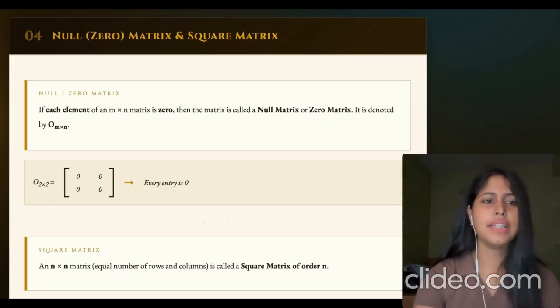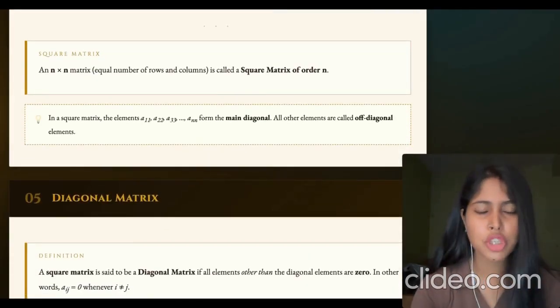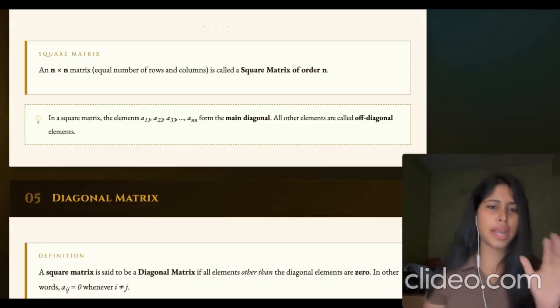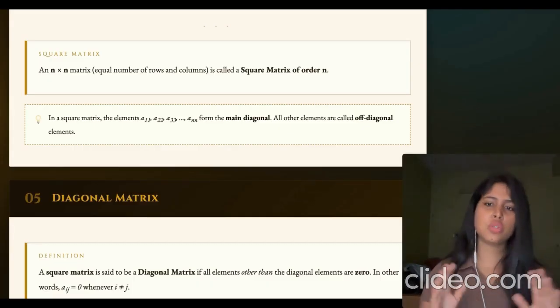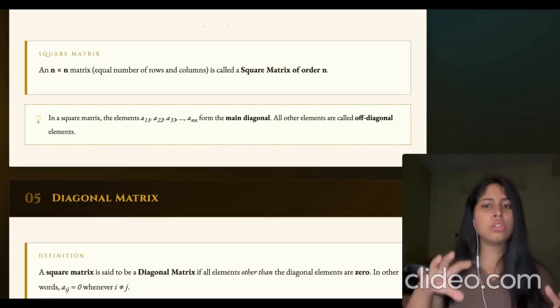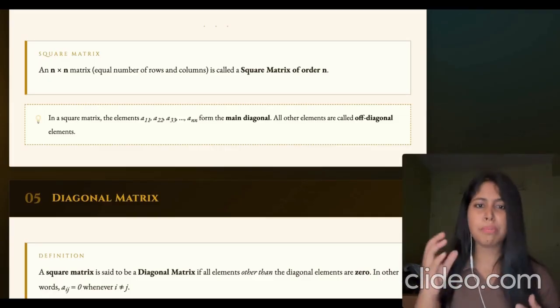Second, let us come to the square matrix. What do I mean by square matrix? When the number of rows equals the number of columns, it is called a square matrix, which basically means that m is equal to n. We have a square matrix of order n or order m, whatever you say. The elements a11, a22, a33, and so on go diagonally, and we call those the diagonal elements or the main diagonal.